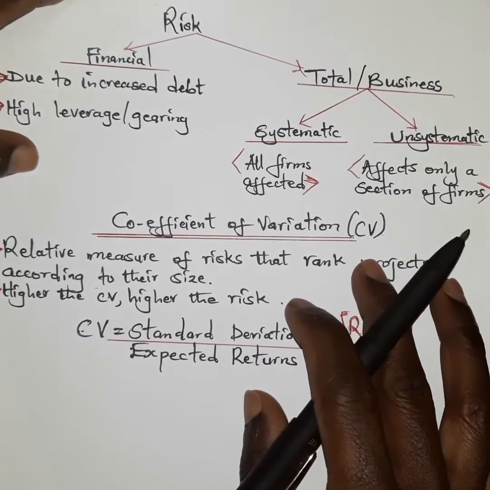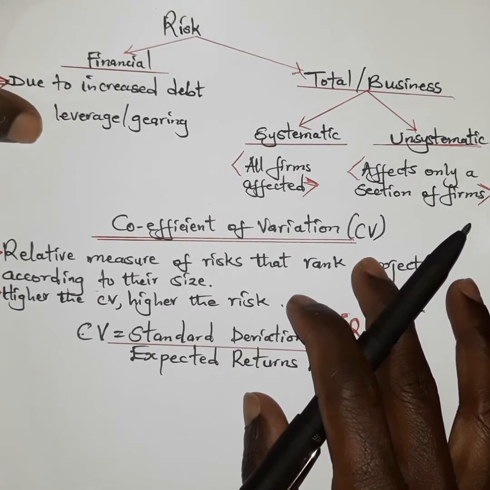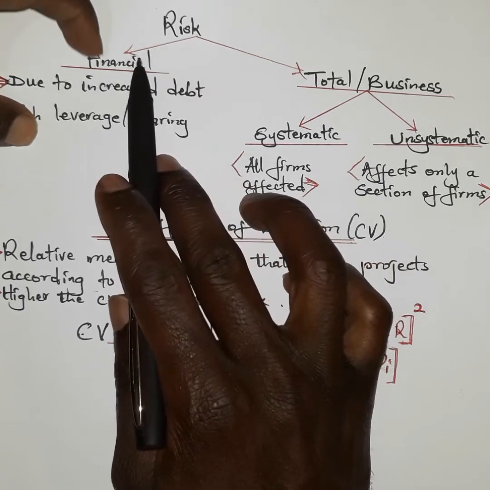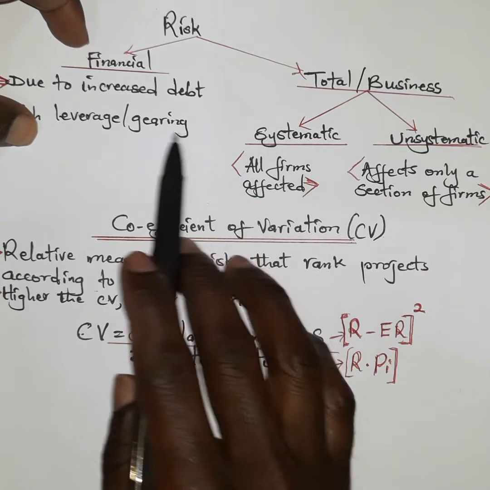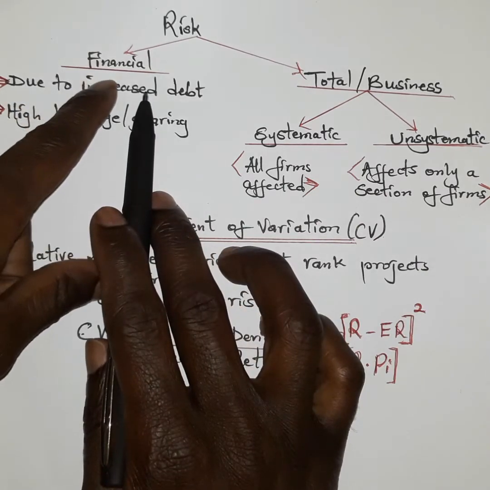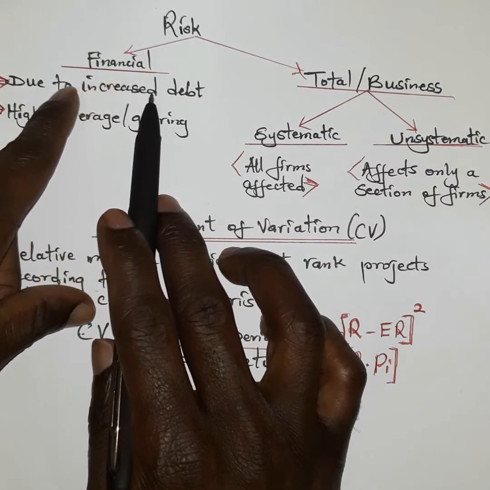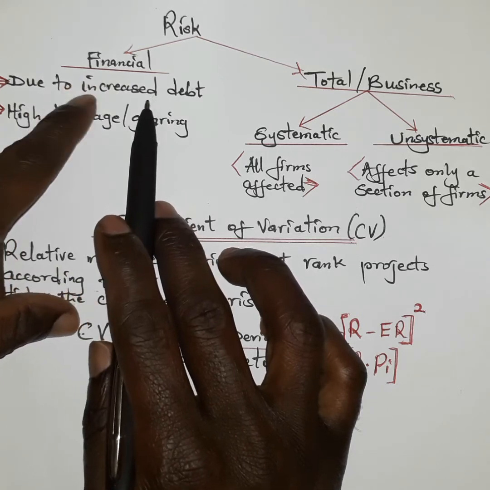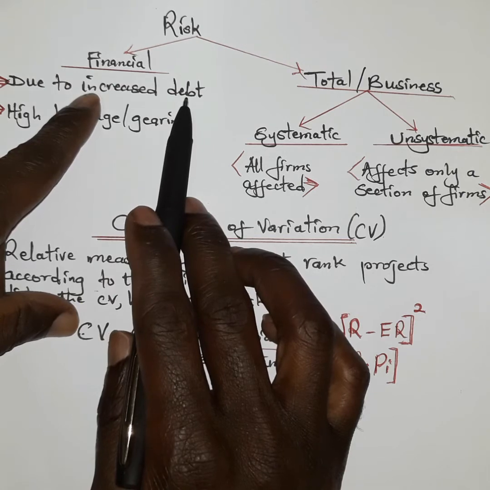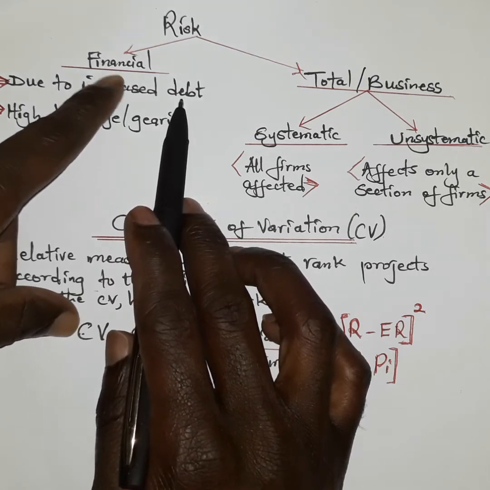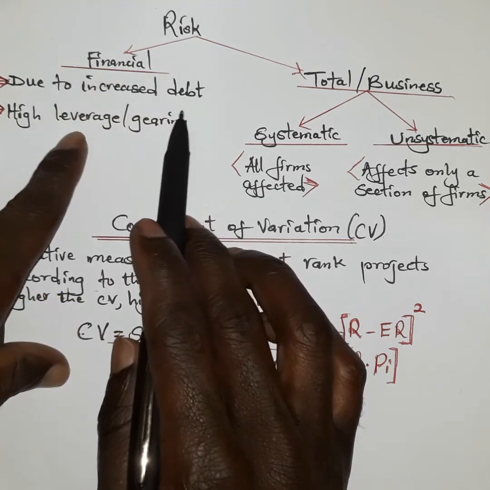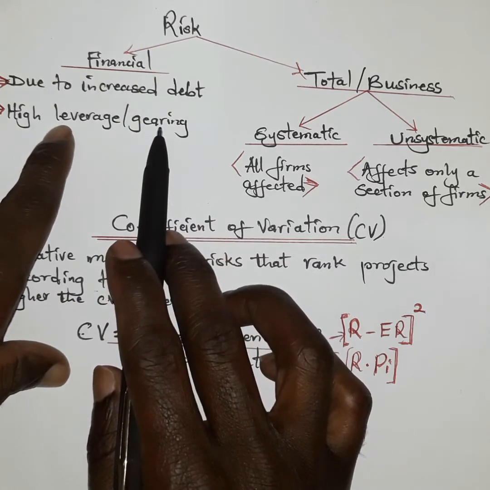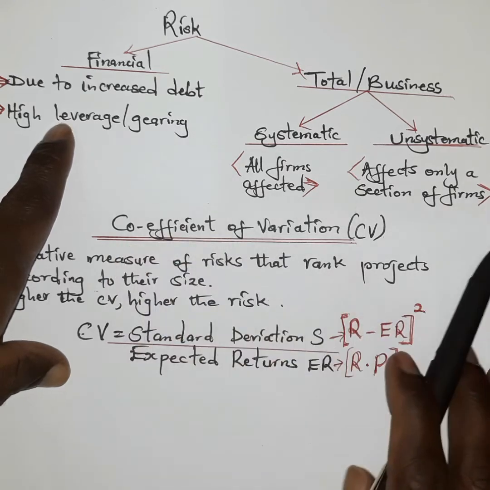Essentially, this company is interested in establishing two types of risk. We have financial risk and total risk. When we talk about financial risk, we are referring to the risk factor that a company or a firm will face due to increased debt, that is by borrowing more debt than using its own equity finance. And in that case, we say that that company is highly leveraged or has a high gearing ratio.